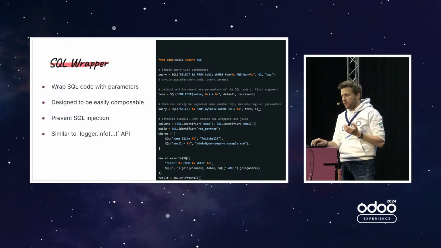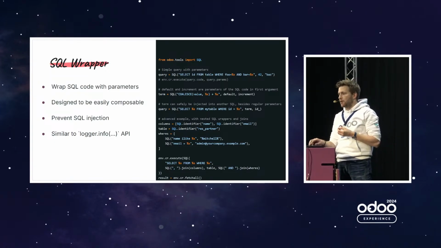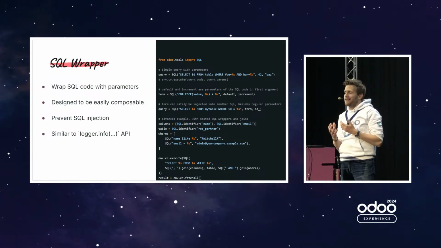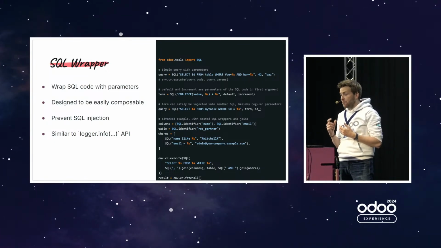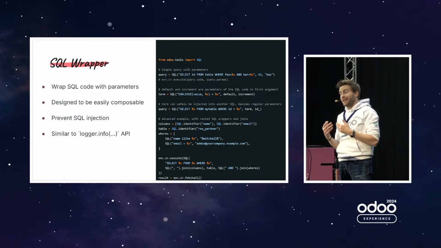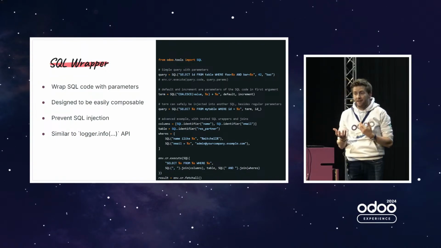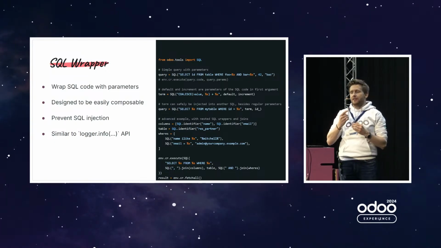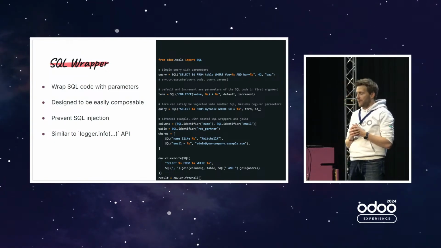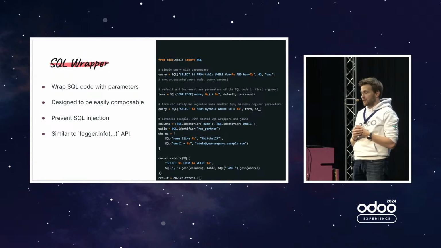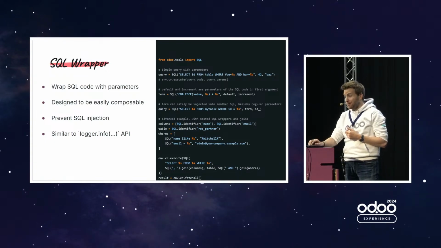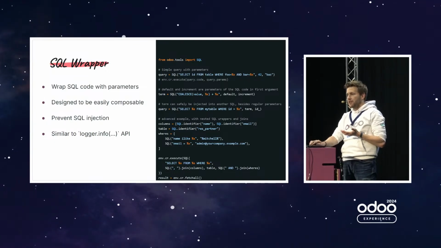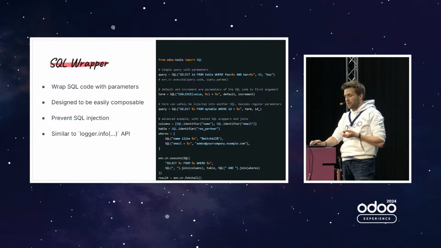Actually, we are asking developers to always use the SQL wrapper from now on, and on the runbot, it's automatically detecting if you don't use the SQL wrapper correctly, because there are still ways to use it badly. If you, for instance, again use Python string templating within the SQL wrapper, this would be detected automatically by our CI security. And so it's nearly impossible to create a SQL injection if you use the SQL wrapper correctly.